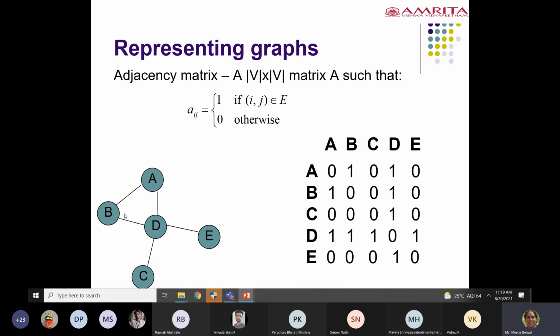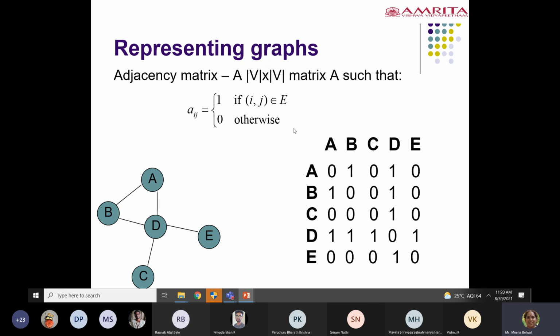So A, B, C, D, E. Now A with itself it is going to be 0, because you will not consider that as an edge. There is no edge. You are in the same node. A to B, D, like that. B to A, D, same thing. It's the same picture. From D, you make 1, 1, 1, 0, 1, right? So this is an example of an undirected graph.